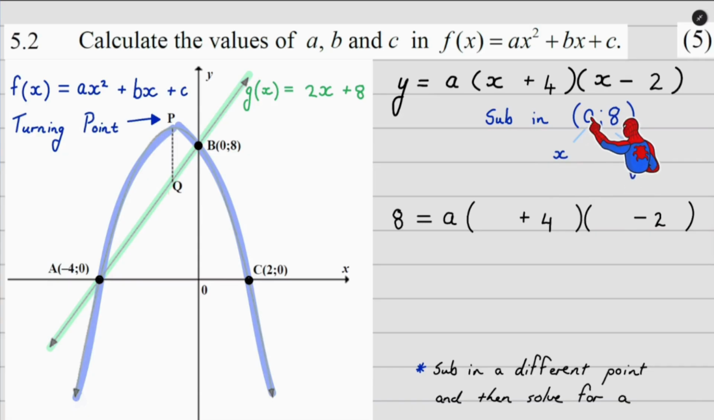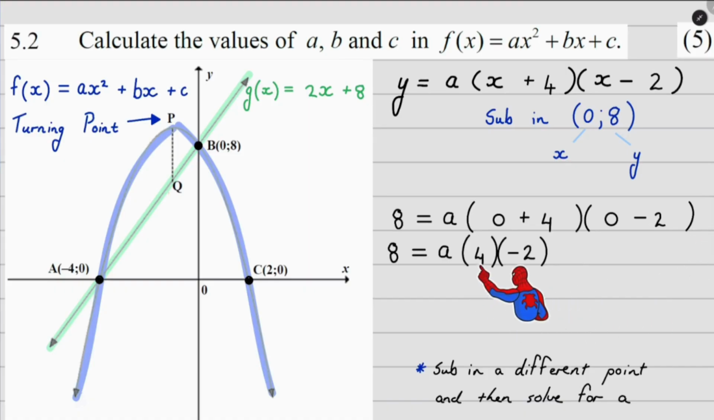Okay, then I'm going to sub 0 into x's place. So in these two empty little spaces, we slap a couple of zeros in there, my bro. So now, we are going to simplify the brackets. 0 plus 4 is 4, and 0 minus 2 is minus 2. And then 4 times negative 2 is negative 8. Negative 8 times a is negative 8a.